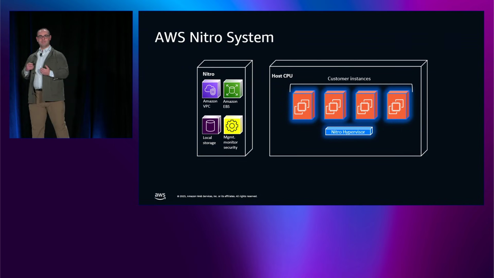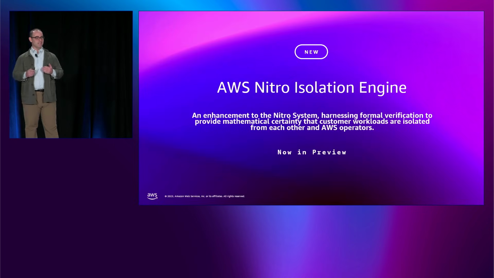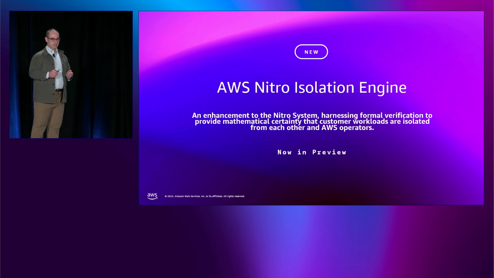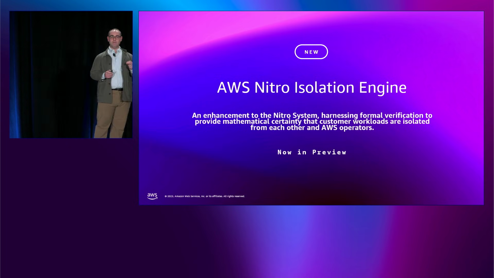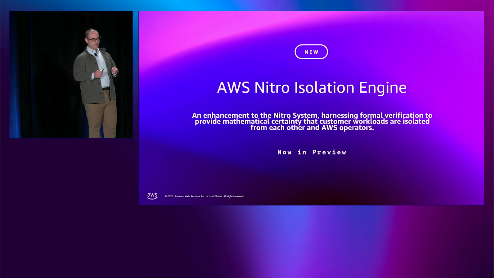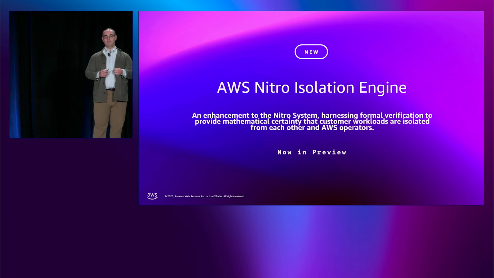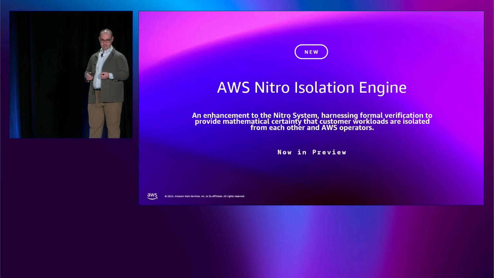So that brings us to today, and the release and announcement of the AWS Nitro Isolation Engine. This is an enhancement to the Nitro system that harnesses formal verification to provide mathematical certainty that customer workloads are isolated from each other and AWS operators. And we'll spend the rest of this morning discussing what that means and how that's implemented.